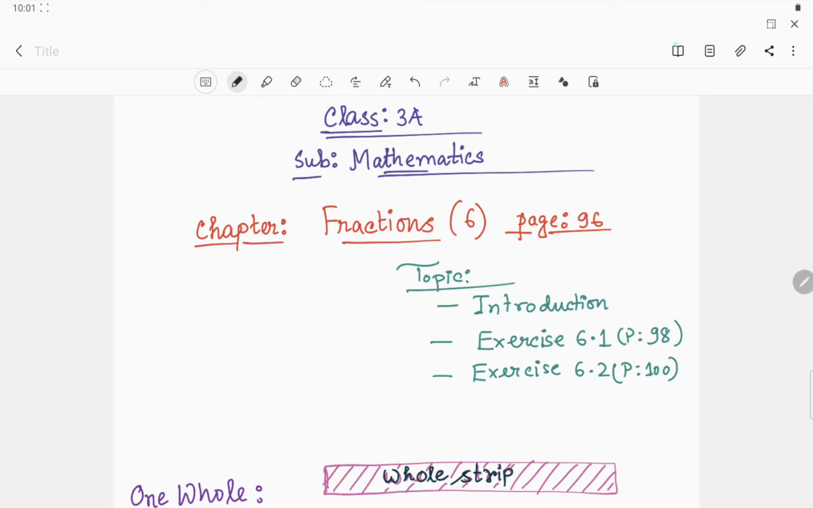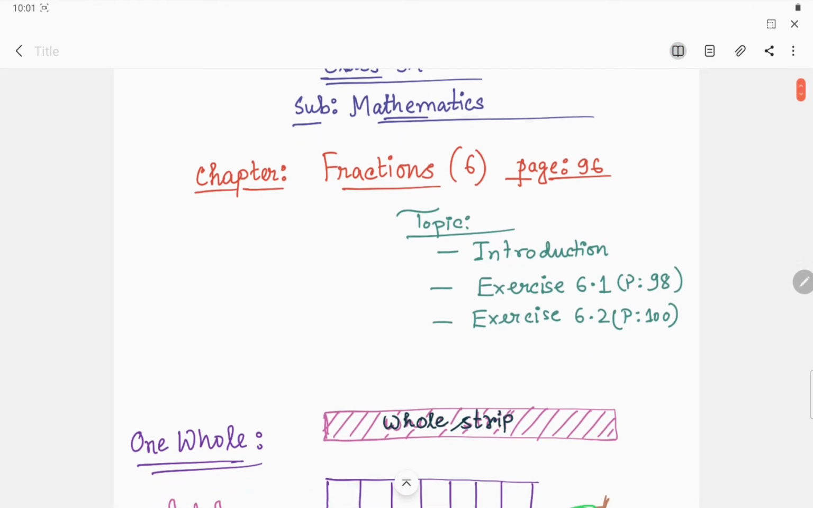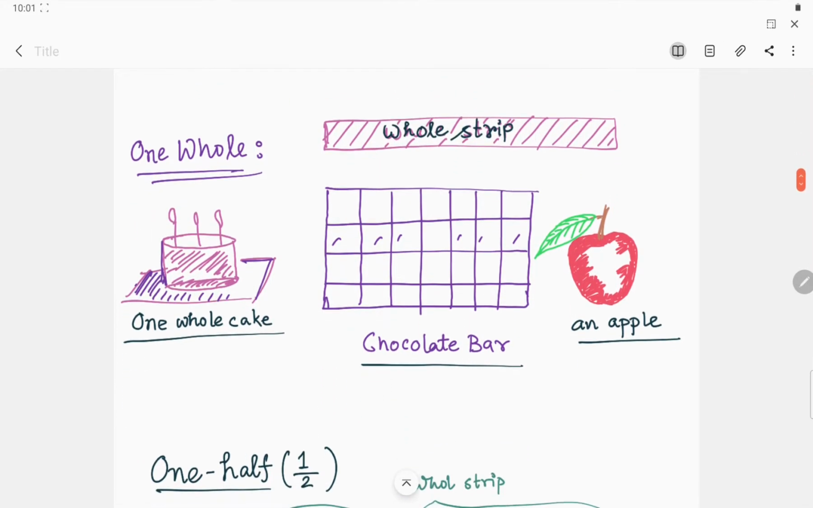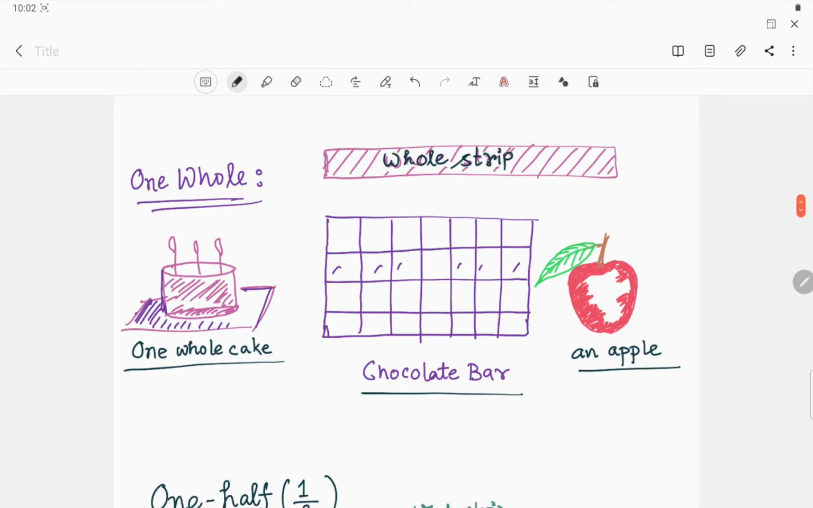So before going to fractions, we need to know about one whole, right? One whole. What is one whole? I have drawn some pictures. First one, a whole strip. This is a single strip, or you can say a whole strip. It means a strip which is not divided, which is not split.